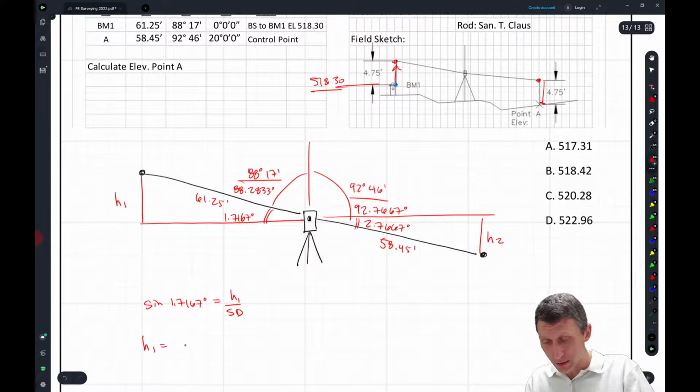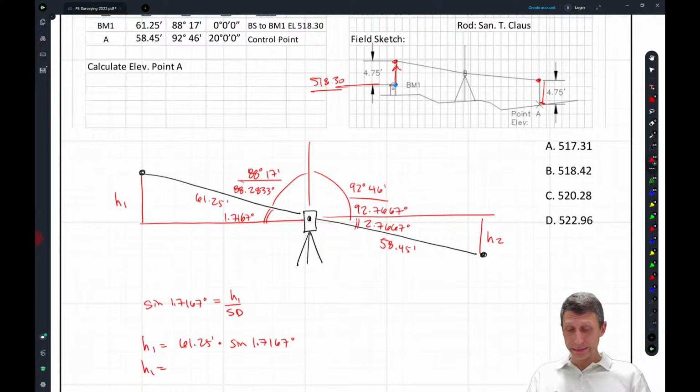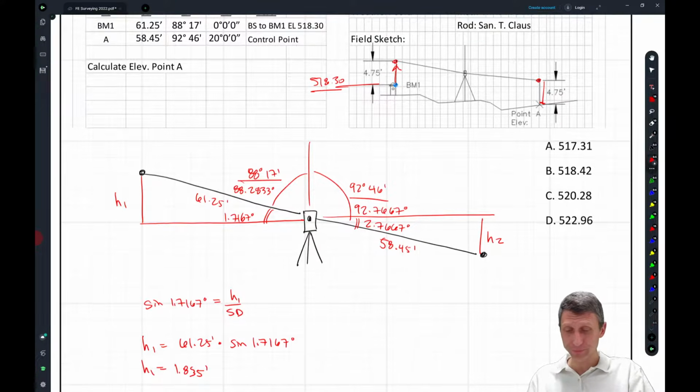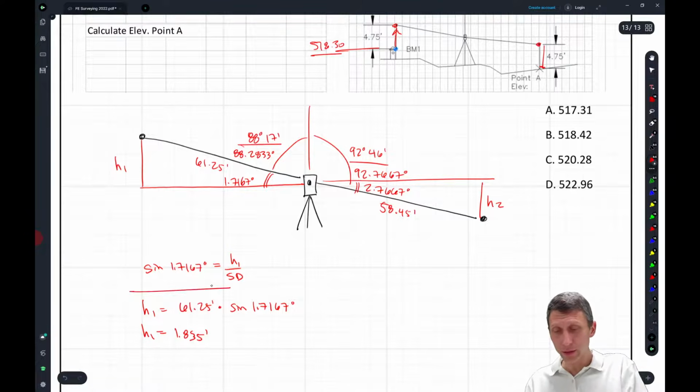It means h1 equals the slope distance of 61.25 feet times the sine of 1.7167 degrees. And h1 is going to equal, let's see if I did it right, 61.25 times the sine of 1.7167, and I get about 1.835 feet. So I'm just going to keep an extra decimal place there for now at 1.835 feet. Okay. And we can do kind of the same thing over here.